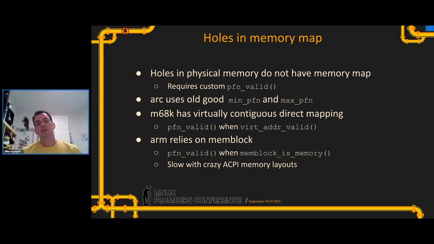The systems that decide to free parts of their memory map need to define a custom PFN valid implementation, because the generic PFN valid implementation just takes the PFN, subtracts the base PFN, and then you can access a struct page, and then you can dereference the struct page, and you can get a null pointer just because memory is not there because it was freed at init time. There are a few architectures that do it: ARC, M68K, and ARM.